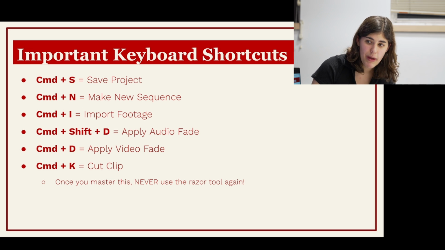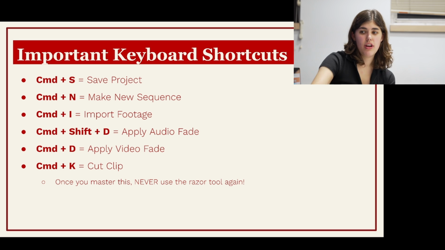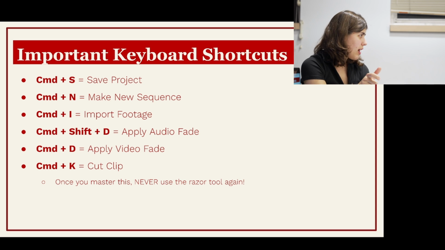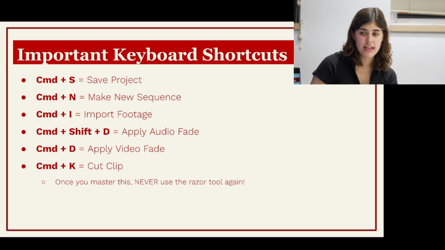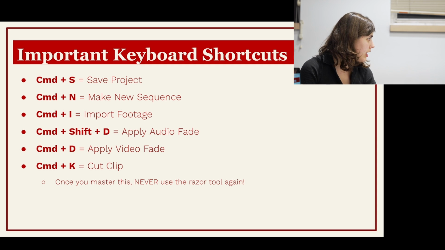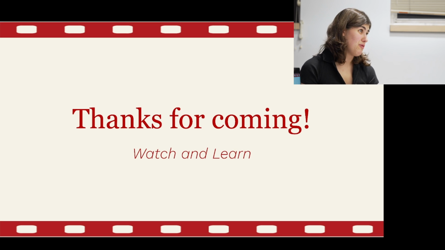Command N can help you make a new sequence. Command I to import footage. Command Shift D helps you do that crossfade that I was talking to you about, if you don't want to just drag between the two audio sequences. And then you could just hit C, or you could do Command K if you want to cut a clip. But those are the basics of Premiere.